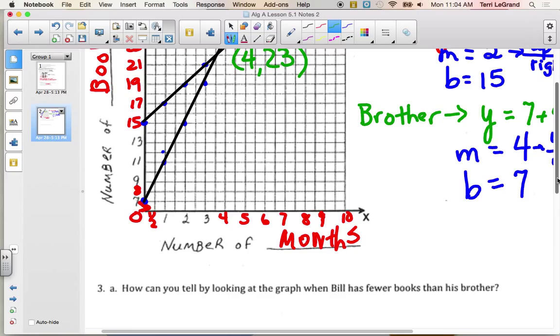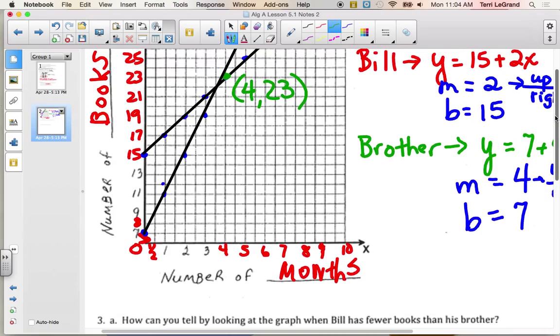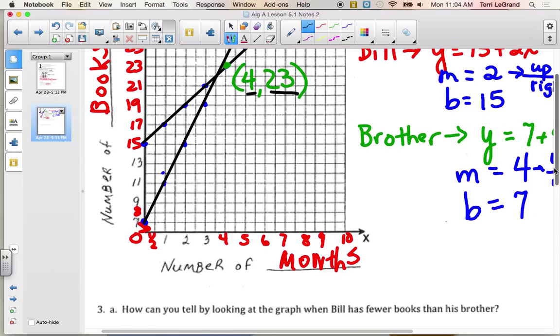Because what happened in the table? It's the same. Yeah, in the table at 4 months, they both had 23 books. And this is telling us the same thing. On the graph, the point of intersection is at (4, 23), 4 being the number of months, 23 being the number of books. Okay, now we're going to do some analyzing with that.